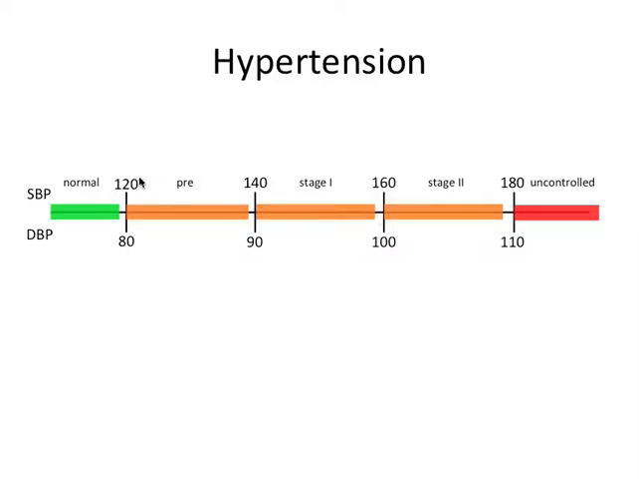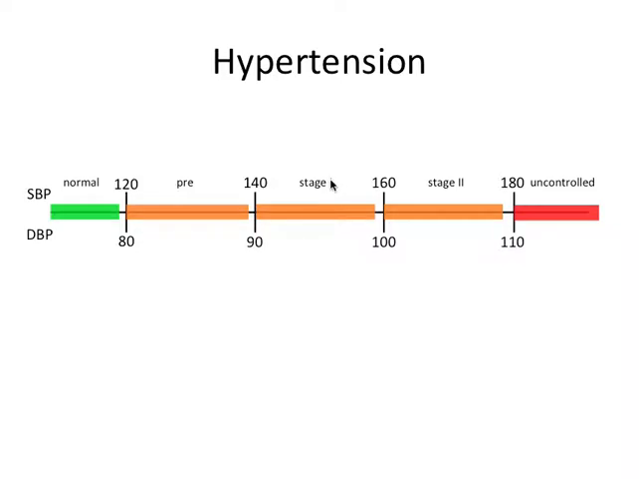Pre-hypertension is everything from 120 over 80 up to, but not including, 140 over 90, and so on. So we have stage 1, stage 2, and uncontrolled hypertension. Stage 1, I like to think of as a stage of the disease where typically it's treated with one medication, whereas stage 2 is typically treated with two or more medications. So that's a nice, easy way to remember that.